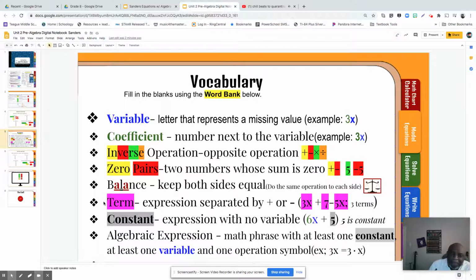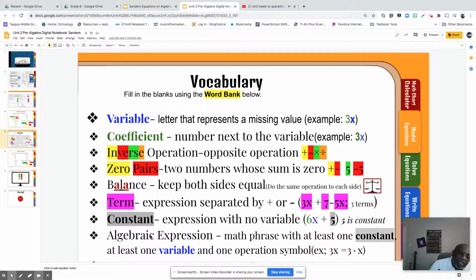Term. What does term mean? A term is an expression that is separated by a plus or a minus sign. So if I write this expression, 3x plus 7 minus 5x, each of these things I have highlighted in this light purple are terms. So 3x is a term, that positive 7 is a term, that minus 5x is a term. Why? Because they're separated by a plus or minus sign. So this particular expression has 3 terms: 3x, plus 7, then this negative 5x.